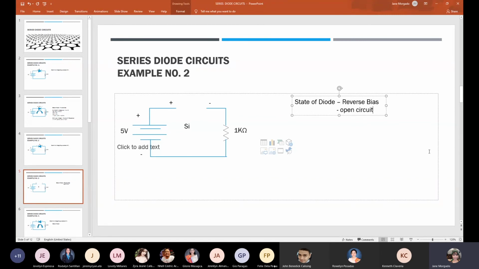Open circuit, just like a switch, sabi nga natin. Pag in-on natin switch, dapat may ilaw, di ba? Otherwise, pag naka-off yung switch, yung ilaw, patay. Tama ba? Yes, ma'am. Okay? So, bakit kaya patay yung ilaw pag naka-off yung switch?